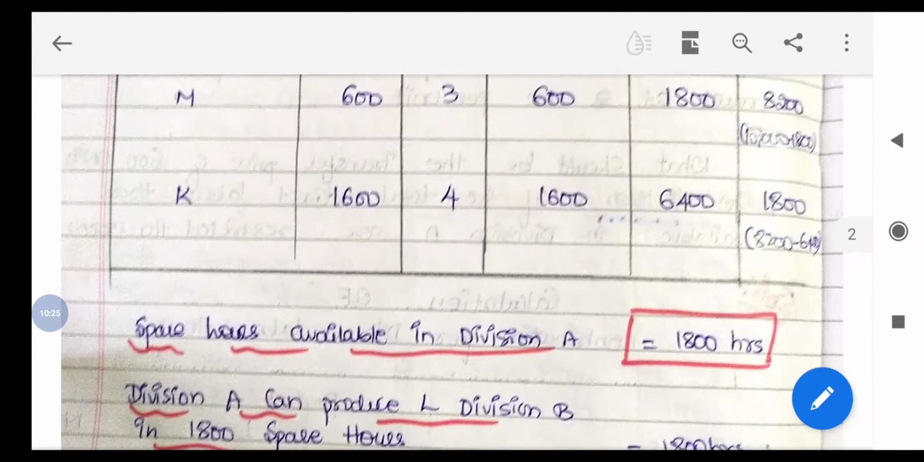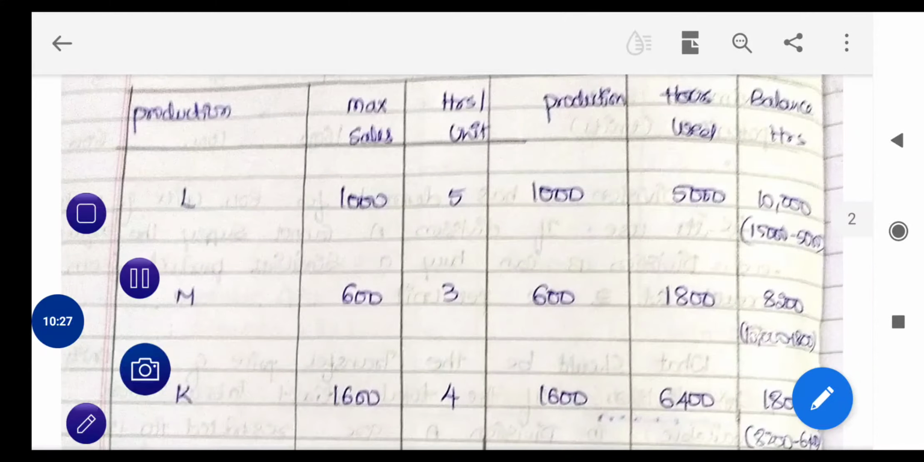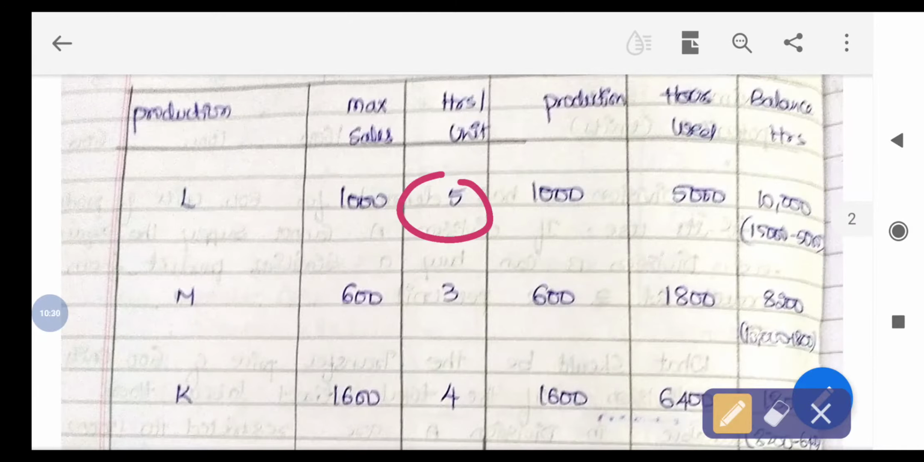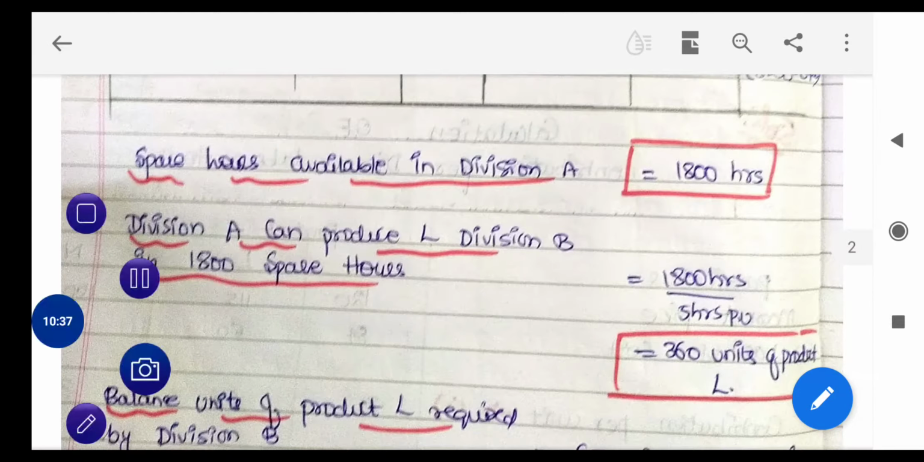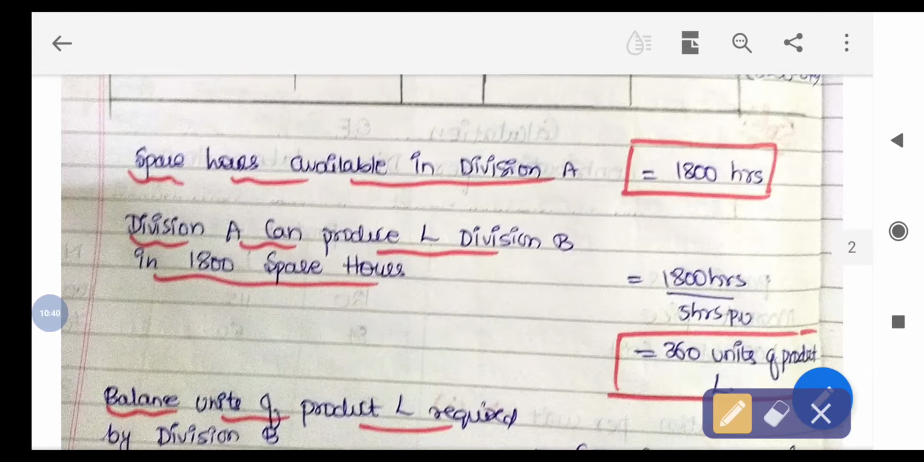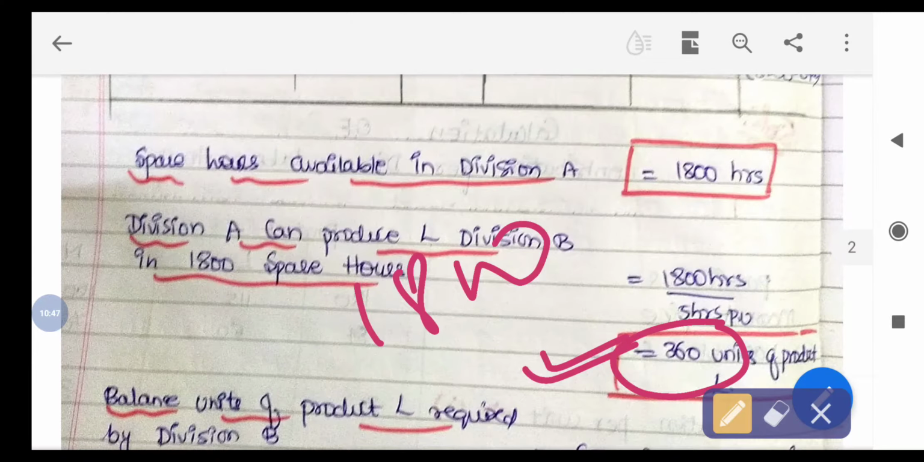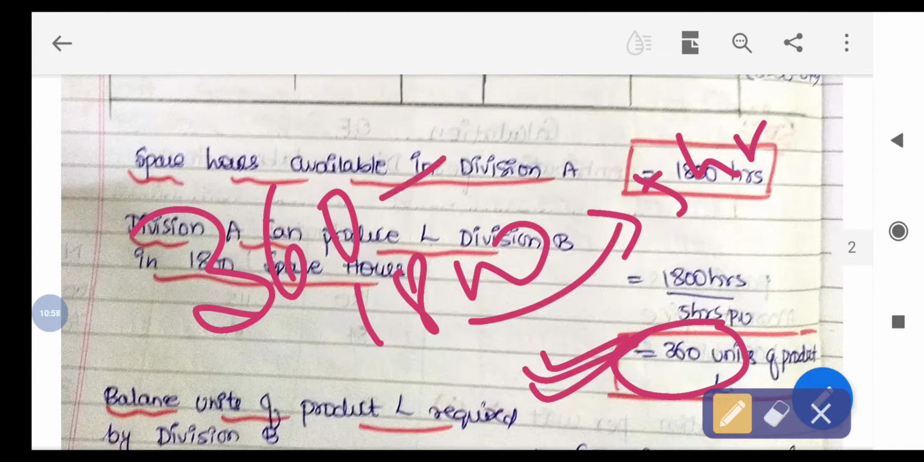For the L product, how many hours per unit do we need? Per unit we need 5 hours. So for 1 unit 5 hours will be required. We have 1800 hours, so 1800 hours divided by 5. Maximally we can produce 360 units. So in 1800 hours, if 1 unit takes 5 hours, the maximum we can produce is only 360 units. But division B wants 600 units.